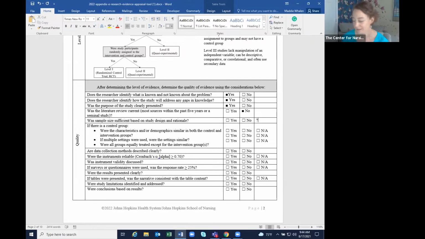All right. And now we're going to talk a little bit about the control group. So we know that there is a control group, so these questions do apply to us. The first question is, if there is a control group, were the characteristics and/or demographics similar in both the control and intervention groups? So they didn't really fully discuss this. They listed who was involved in the study and they listed the units that they used. So we can assume that it's the same units, the same nurses that were part of the pre-intervention and post-intervention. So I want to say yes.